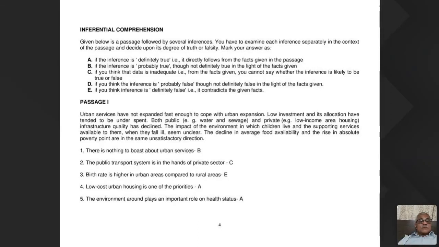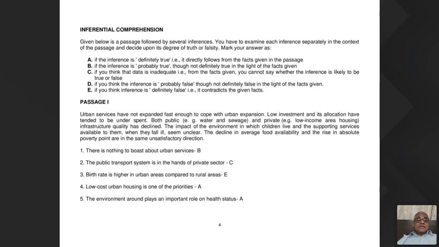A refers to definitely true. If the given statement is definitely true, like number 5, the environment around plays an important role in health status, it is definitely true, then you'll have to mark it as A. The second one, if the inference is probably true, it's probably true, but it's not directly mentioned in the text, then you mark it as B.